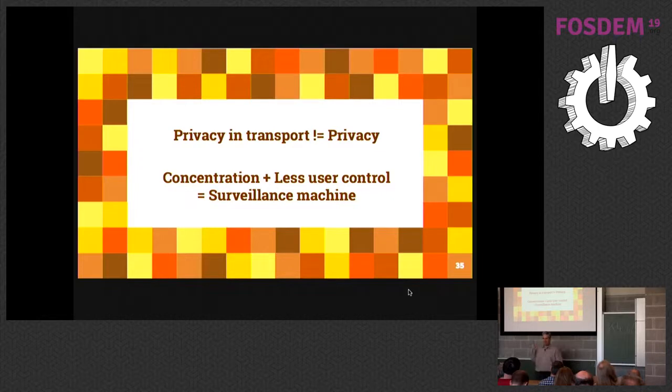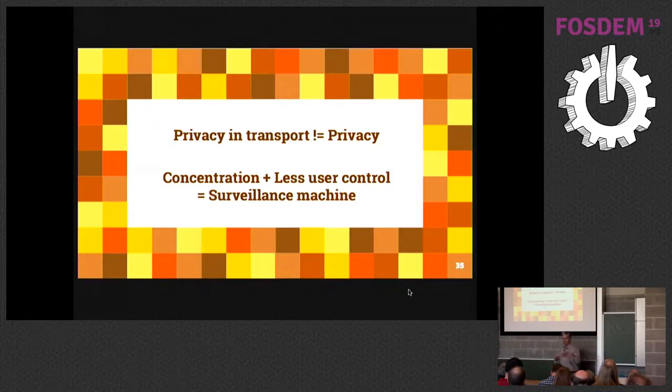First of all, privacy in transport, which is provided by DoH, is not privacy overall. So that's a real difference. When DoH proponents tell you this is giving you more privacy, yes, to a certain extent, but overall, I think it's really giving you less privacy in the end, at least for the use cases that I, as an individual, and I think everyone here, have in mind. And the other thing is that if you combine the concentration and the reduction in user control, then you really get a potential surveillance machine.